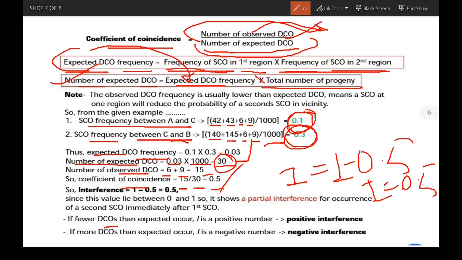Now if fewer DCO than expected occur, I is a positive number, positive interference. If more DCO than expected occur, I is negative, negative interference.